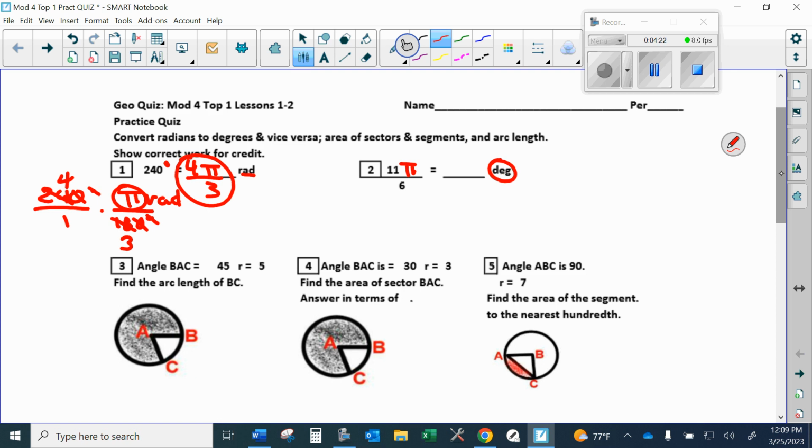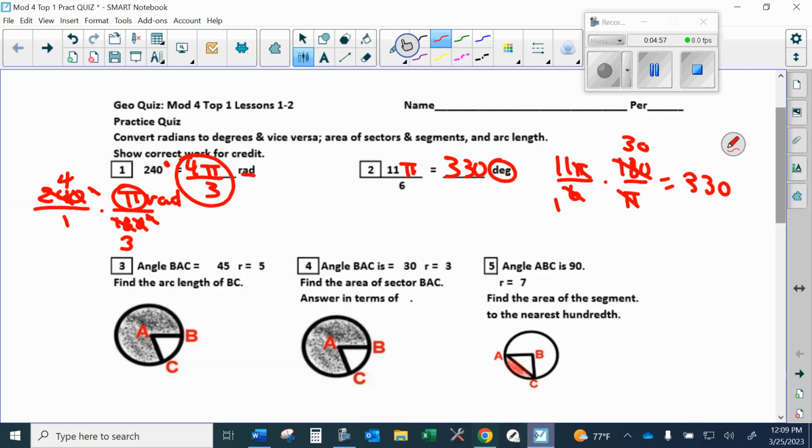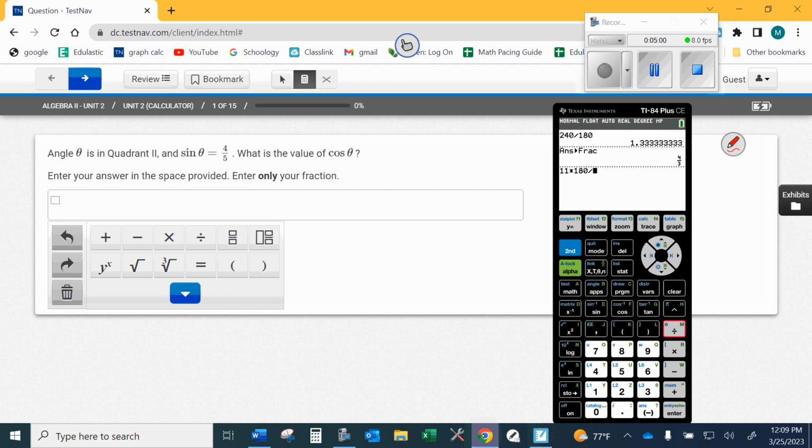Okay, so I have 11 pi over 6 times. I need to have the pi down here so that they cancel. And of course, 180 equals pi. So now I have the pi's canceling. I have 180 divided by 6 is 30. And then 30 times 11 is 330. So 330 degrees. Again, you could have put all that in a calculator. You would have gone 11 times 180, and then divided by 6. And there's your 330 right there.